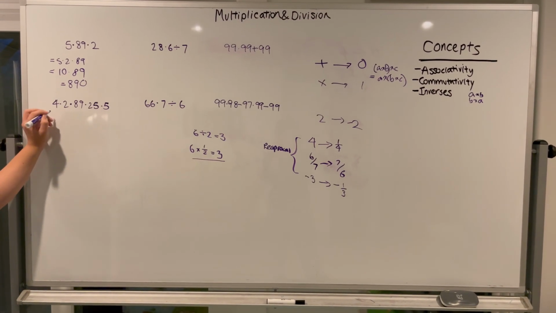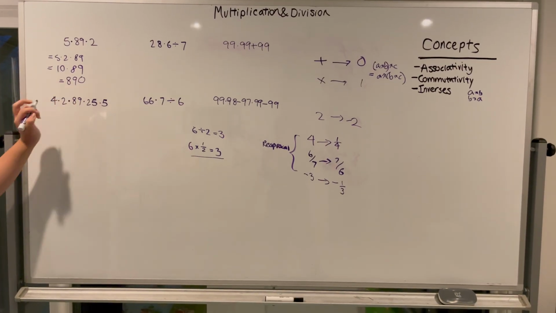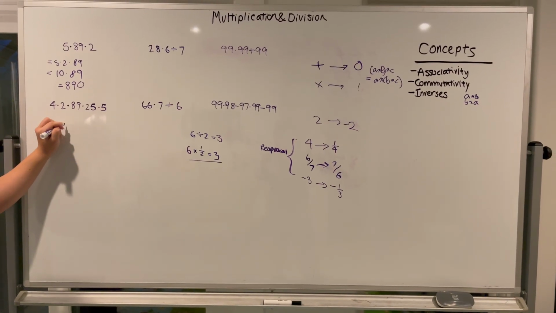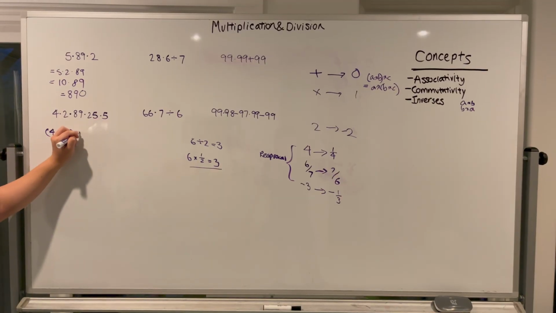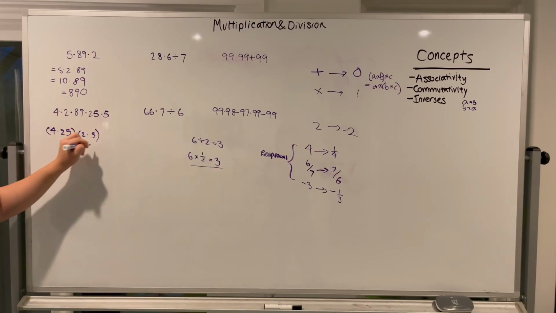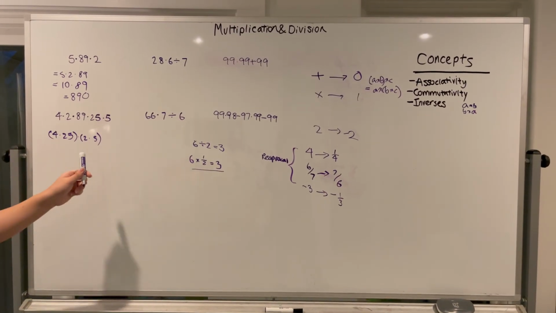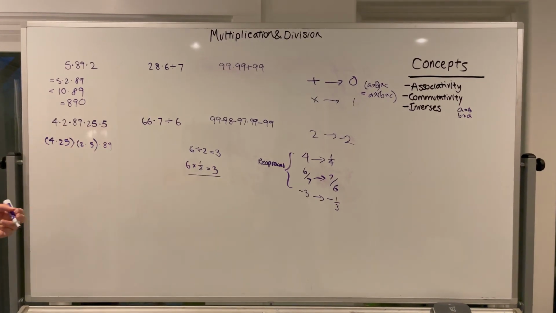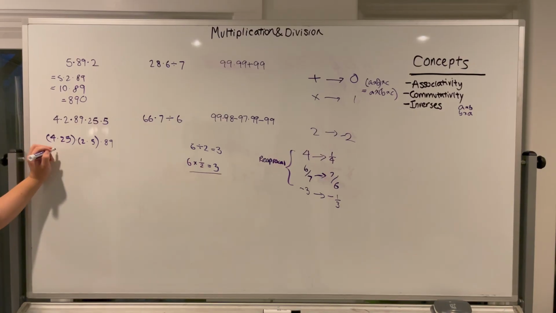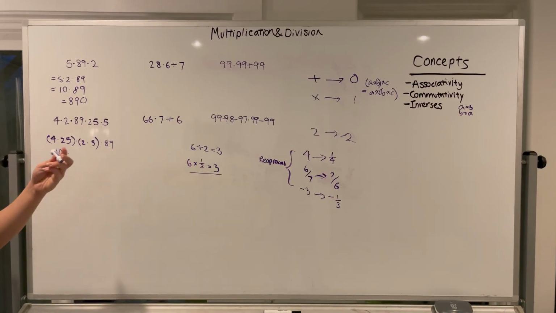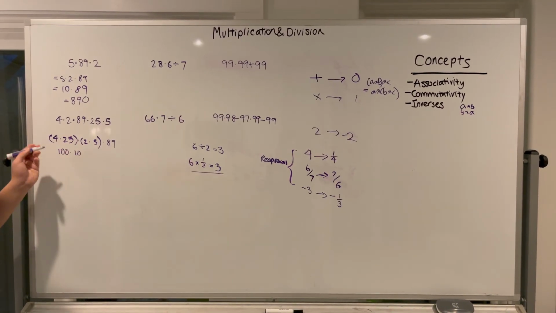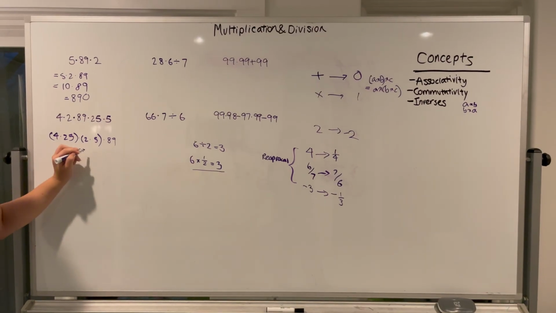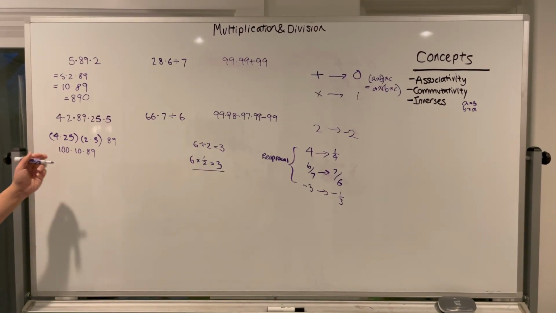And here we can say, we can group 4 and 25, and we can group 2 and 5. And you'll see why I do this specifically in a moment. And then we'll just put on the 89 at the end because it was in the problem. 4 times 25 is 100. 2 times 5 is 10. So what we have is 100 times 10 times 89. And this is really easy. This is just 1,000.